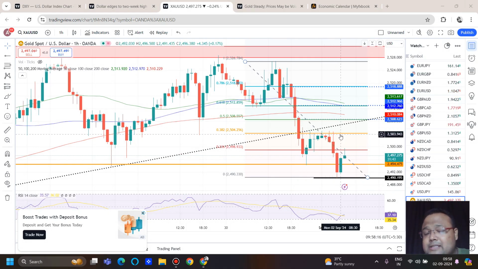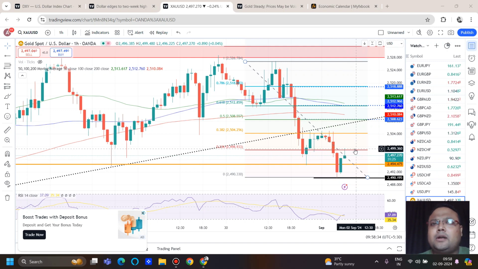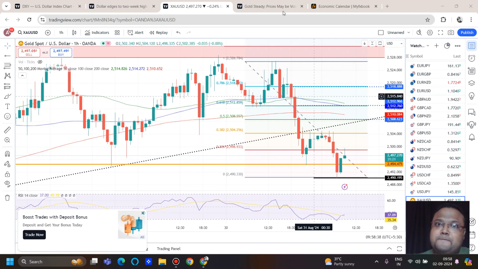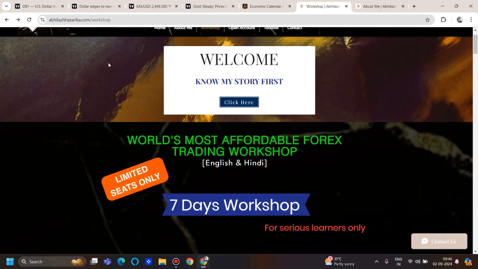And you need to follow one thing very seriously: one level, one touch only. For example, right now we can see the market is facing some resistance around the 2498, 2499 area. So next time when the market goes up again, let's say after one hour, do not take a sell here again. One level, one touch only.